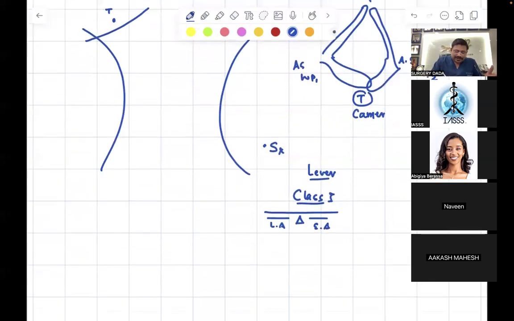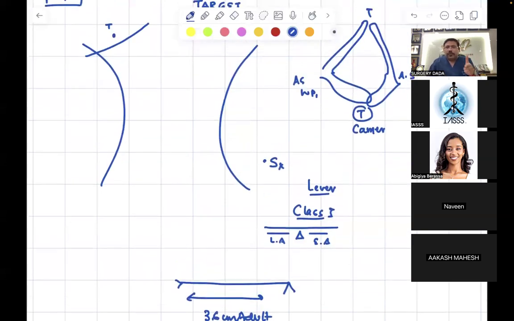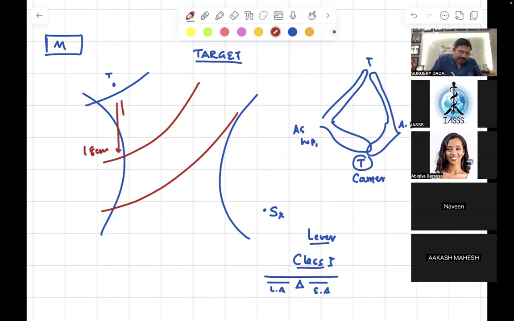And what is the standard size of the adult instruments that we use? In adults, it is 36 centimeters. So 36 centimeters is the size of the adult instrument, and therefore your port should be a minimum of 18 centimeters away. So whenever you have this, draw two arcs in the abdomen. The first arc should be 18 centimeters away from the target. The second arc should be 24 centimeters. And whatever ports you are going to make, you are going to make them in this domain only.